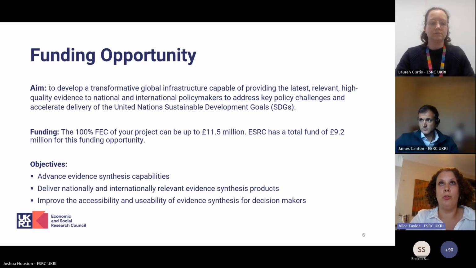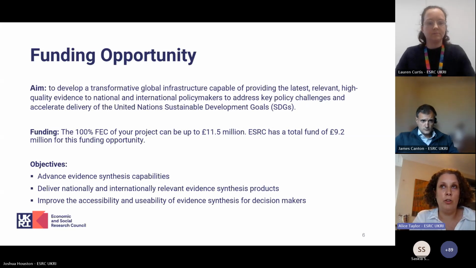And later, Lauren will talk through some of the information about international funding. There are three broad sets of objectives. The first is to advance evidence synthesis capabilities. As you'll see from the opportunity, this objective covers AI capability, researcher capability, and the capability of people who make policy. And when we talk about developing and deploying AI capability and tools, these should start with users' needs and challenges, and so the design of the tools needs to respond to those.